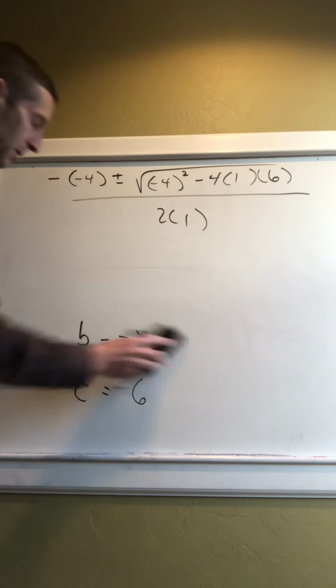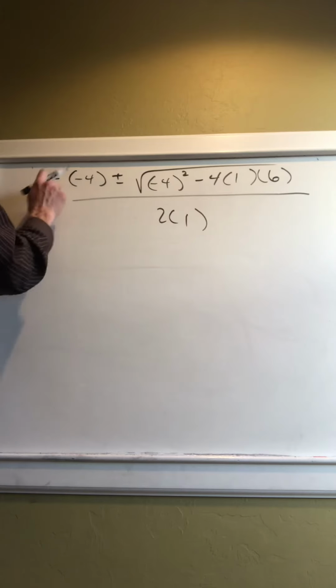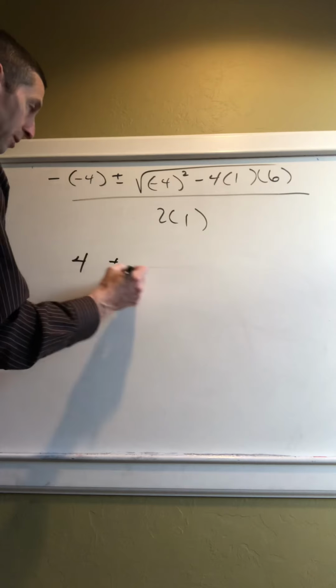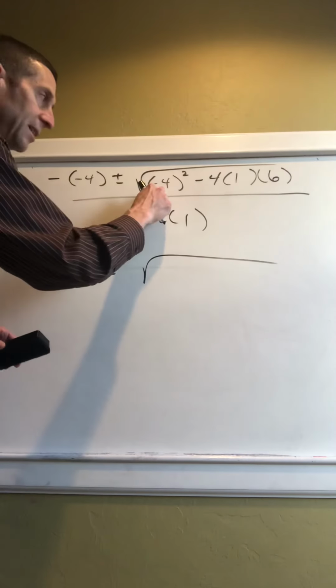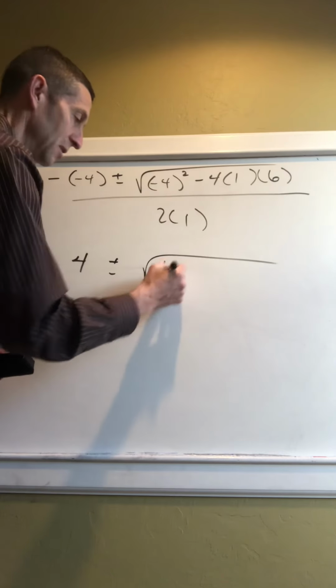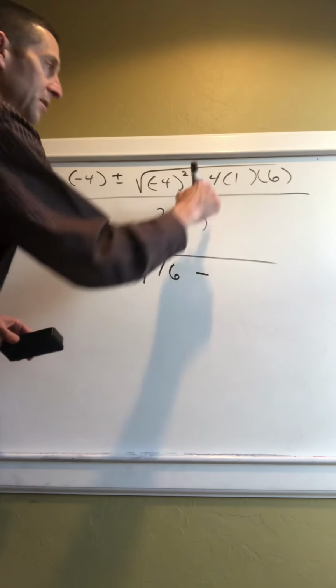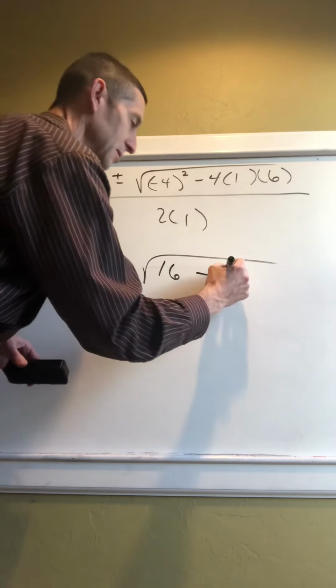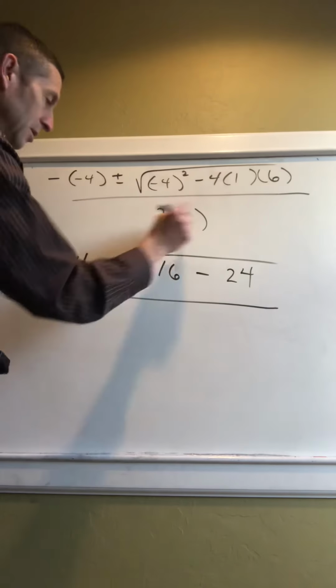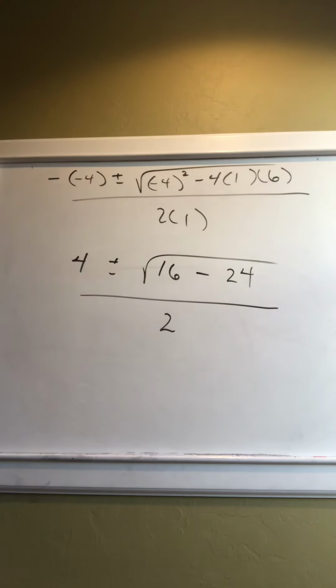Let's do some cleanup. All right, clean them up. Negative times negative, positive 4. And again, a negative number squared is positive. Minus, and then we got 4 times 1 times 6 is 24. 2 times 1 is 2. So you're in that same spot.